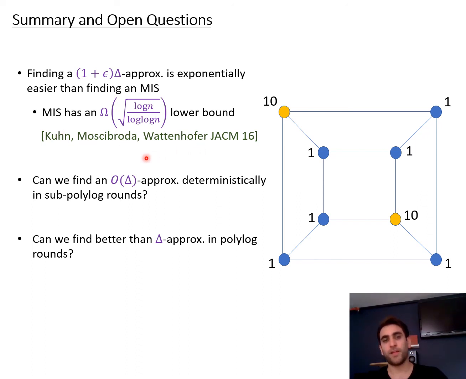The algorithm that we showed in this work is randomized. The natural question is whether we can find a deterministic algorithm in, say, a sub-polylogarithmic number of rounds, say for an O of delta approximation. Finally, our approach suffers from the fact that it can't give any approximation better than delta, because there are counterexamples for such sparsification techniques. It would be nice to get any approximation better than delta in the CONGEST model.